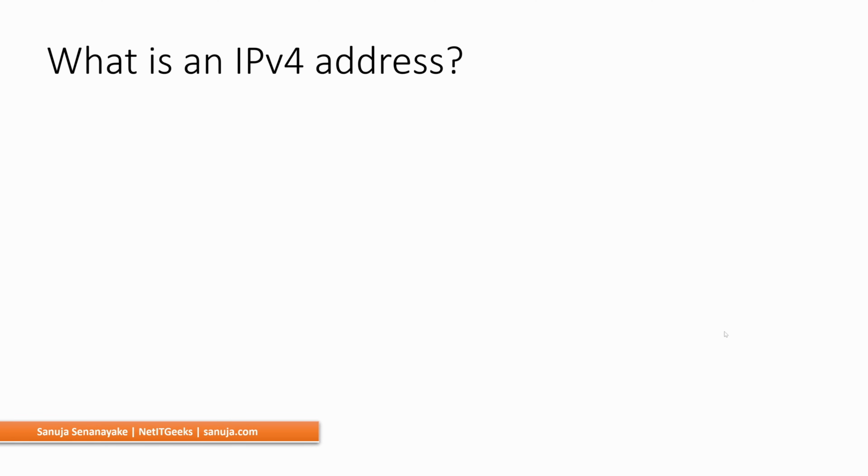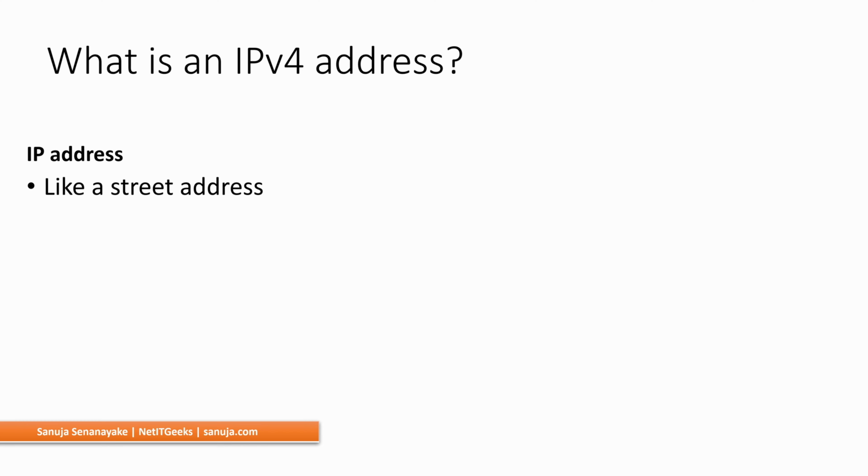Here is an overview of IPv4 addresses. An IP address, or Internet Protocol address, is a unique numerical label assigned to each device connected to a computer network that uses the Internet Protocol for communication. Think of it as a digital address. Similar to your home address, a digital address allows devices on the Internet to communicate with each other.